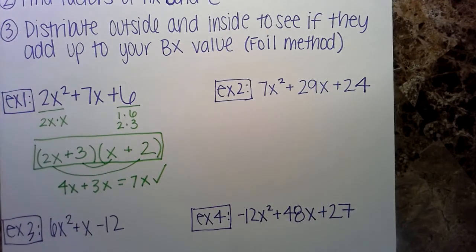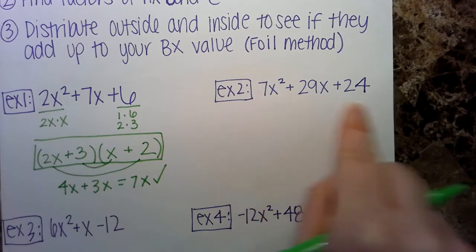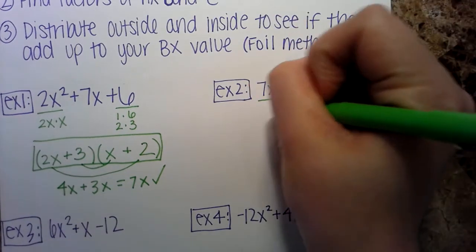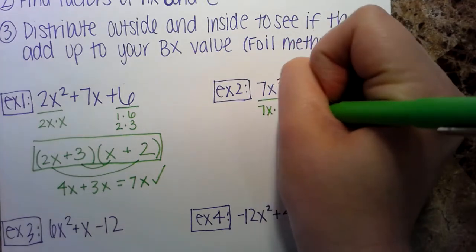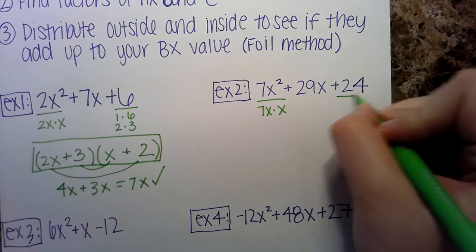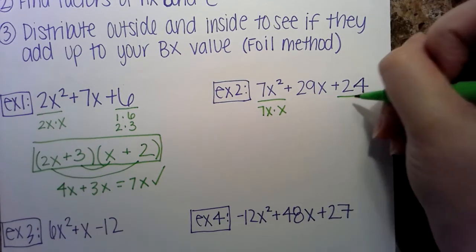My next one, I'm going to do the same thing. So I have to ask myself, can I take out a GCF? And 7, 29, and 24 don't have anything in common. They don't have a variable I can take out, so I'm good to go. So I'm going to find my factors of 7x squared. So I have 7x times x. Now, in this one, I have a lot of factors for 24, so I have to list those all out.